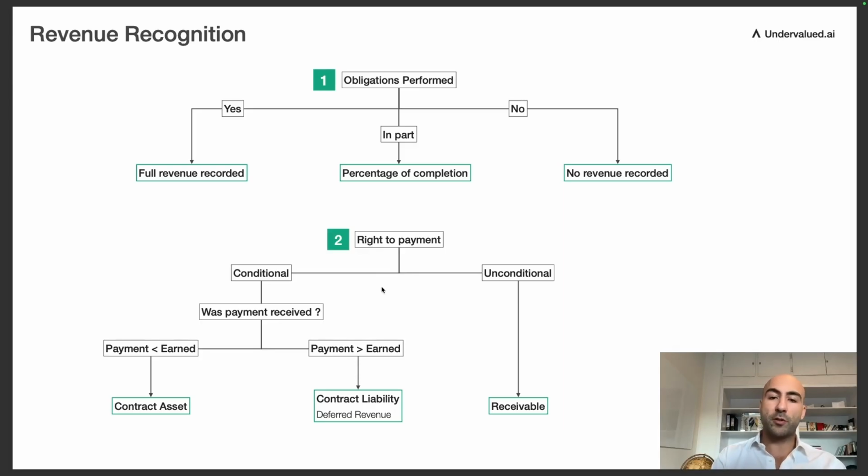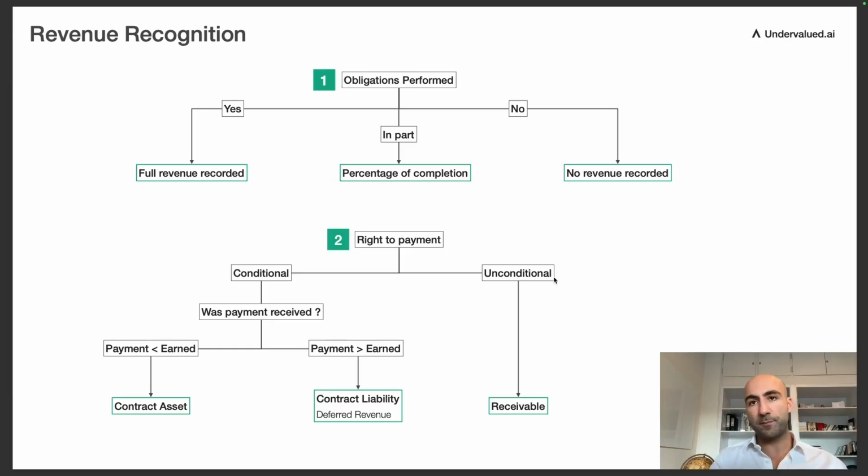Now comes the question: when we record, where do we record this amount? Is it on the balance sheet? Is it only on the income statement? Like, how does it work? Why is there receivable, contract assets, contract liability? And the general idea is that you have to think about whether it's going to be conditional or unconditional.